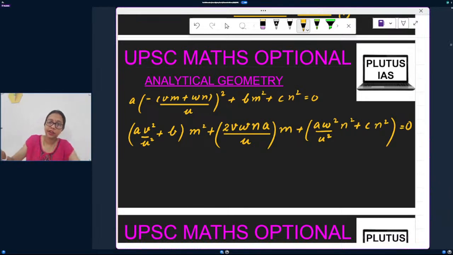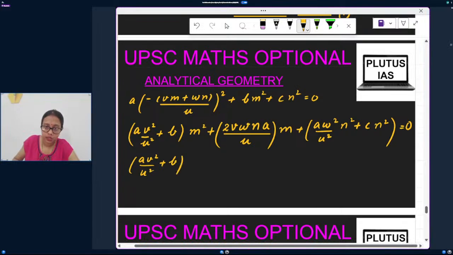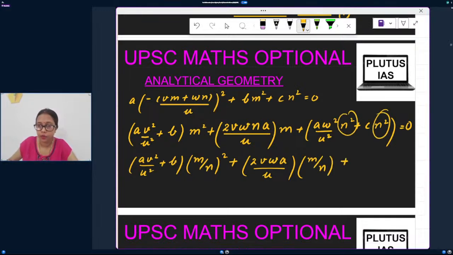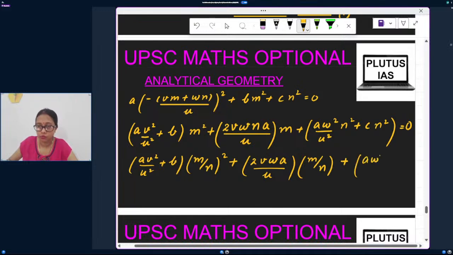So basically, let's divide by n square throughout. So a v square divided by u square plus b, this will be m by n square, plus. If I divide this by n square, the n from here will be gone: w a divided by u, m by n. And if I divide this by n square, then this n square is gone. So it is w square by u square plus c is equal to 0. This is my second equation.